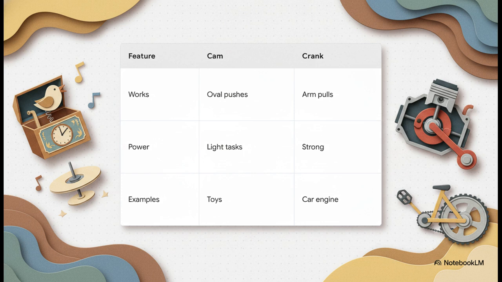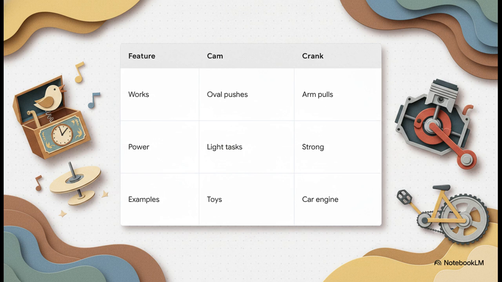A cam is really just an oval disc bumping a rod up and letting it fall. It relies purely on gravity to drop the rod back down. Because of this, cams are for light, delicate tasks. They're totally perfect for tapping out notes in a musical box or making a little wooden bird pop out of a cuckoo clock at exactly the right second.